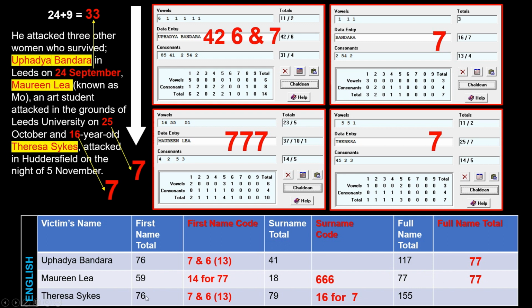Teresa Sykes, first name 76 again, 7 and 6. That's 13, and our 7 and our 6. Surname 79, that's 16, for a 7. The full one adds up to 155. Now I don't know any code there, but I've got code there in most of them. So that's summarised all the last 3 victims.